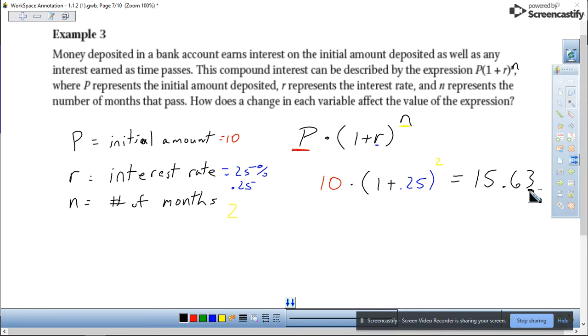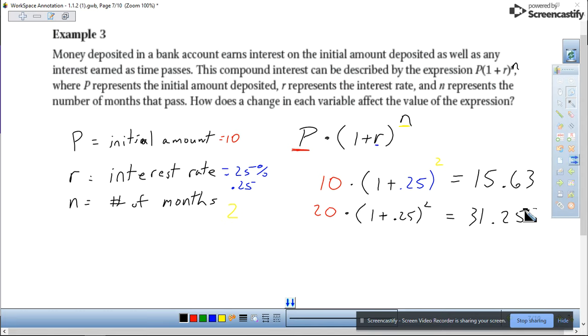Now, as we adjust and make some changes, let's see what happens. Let's say that we take our principal amount and bump it up to a 20. So we double it, but we're not going to change any of the other pieces. So 1 plus 0.25, that wouldn't change, to the second power. And when you plug that in your calculator, you get $31.25. So we increased the initial amount, we increased the final amount. The overall expression increased.